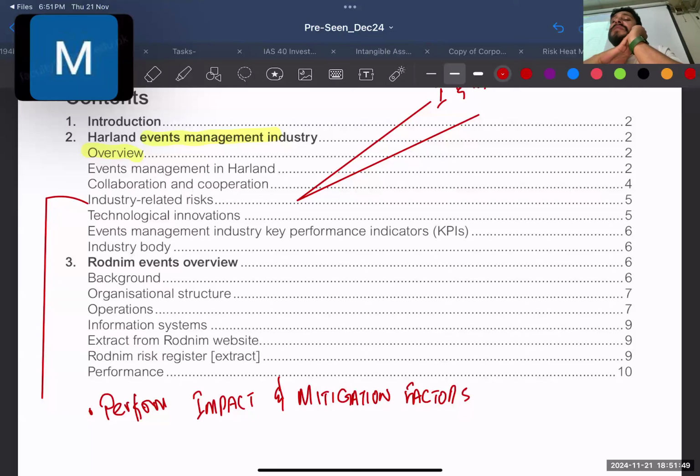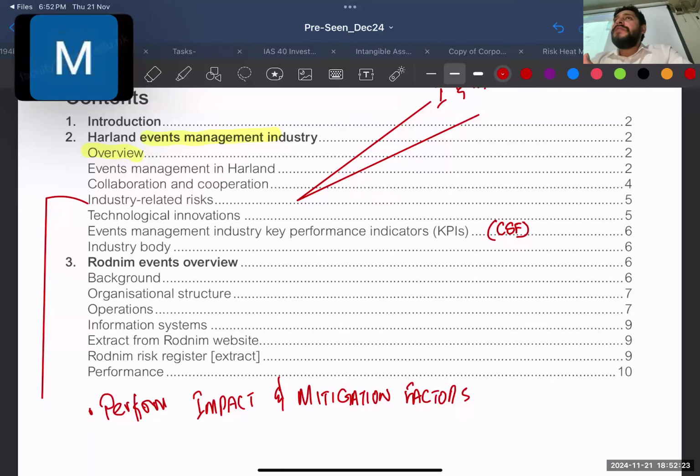Then event management industry key performance indicator. Whenever I talk about the key performance indicator, you need to remember that there is another term, which is known as the CSF, that is critical success factors. Key performance indicators are dependent upon the critical success factors. For example, for an airline company, the critical success factors are going to be safety, timeliness, and comfort. And the key performance indicators will be the numbers that the airline company has achieved till now.